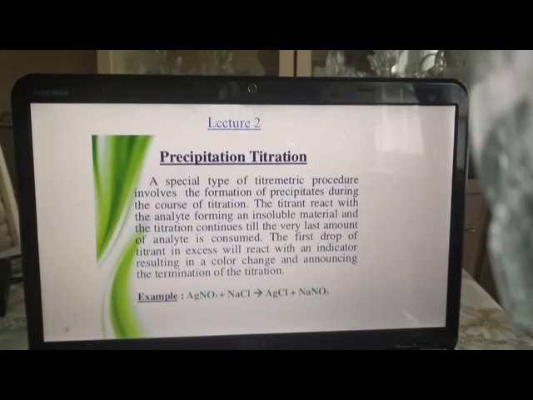and announcing the termination of the titration. For example, the titration of sodium chloride with silver nitrate. Silver nitrate is the titrant solution, and forms silver chloride precipitate.